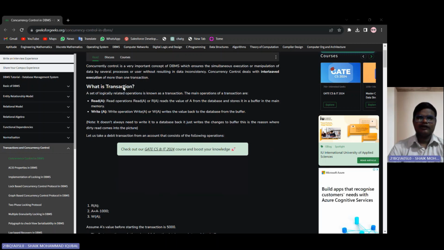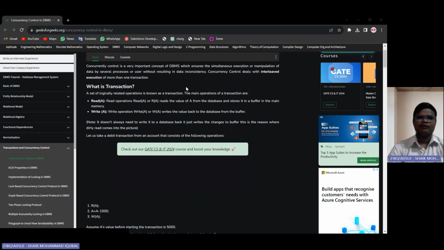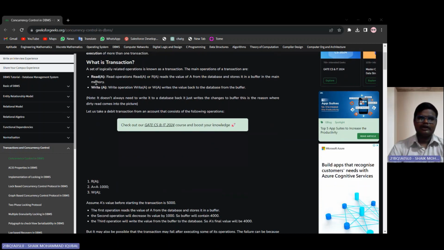Read operation, R of A, reads the value of A from the database and stores it in a buffer of the main memory. Write operation, W of A, writes the value back from the buffer to the database. Note, it doesn't always need to write to the database back. It just writes the changes to the buffer. This is the reason where dirty read comes into the picture.